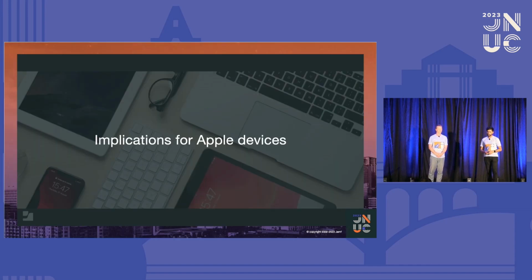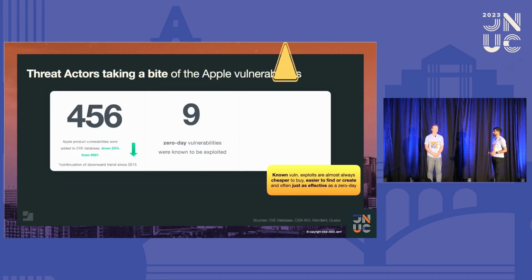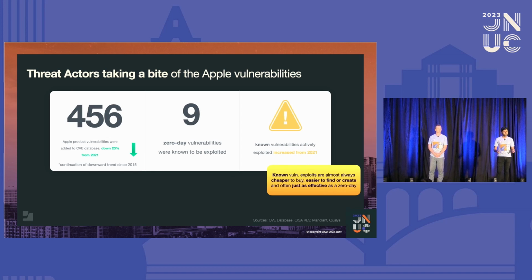So now that we have a baseline understanding of what CVEs are and how they're identified, let's explore what they mean for our Apple devices. While we're overall seeing quite a reduction in Apple product vulnerabilities since 2021, there's evidence that these vulnerabilities are being exploited out in the wild, both with zero-day vulnerabilities as well as known ones. A zero-day vulnerability is simply one that's undiscovered and hence doesn't really have a patch for it yet.